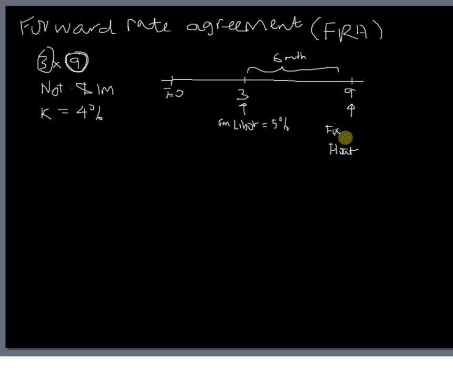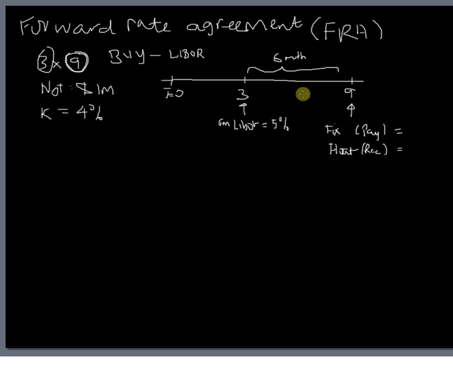Okay, so assume that we are buying this FRA. So this is a buy trade, and I've mentioned that when you buy a FRA, we are buying LIBOR. So when we buy LIBOR, we are receiving the float side. So this is a receive, and then we are paying the fixed side.